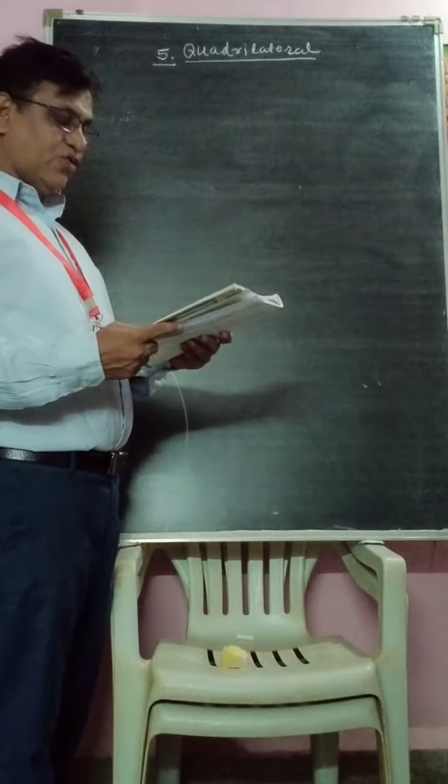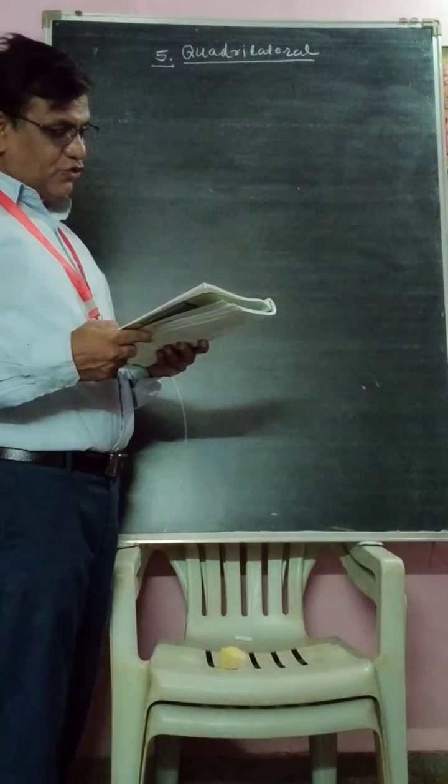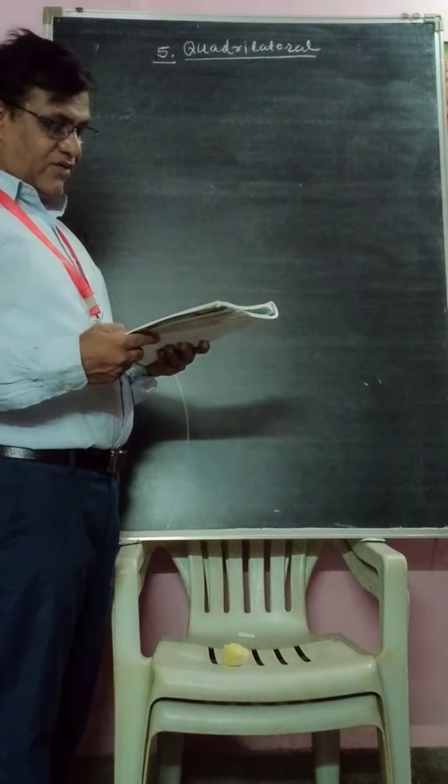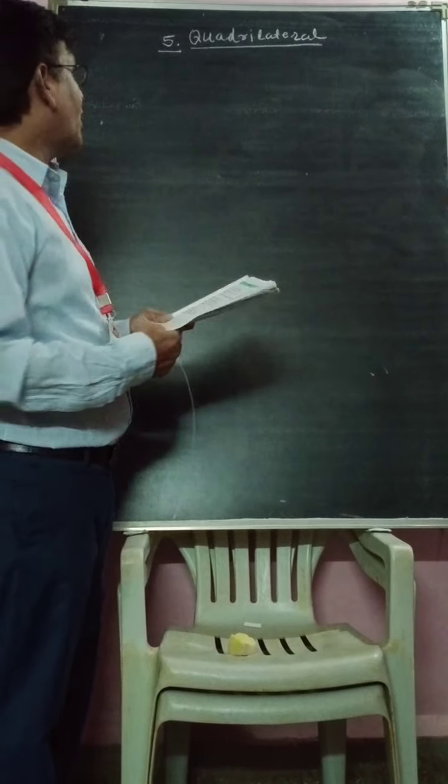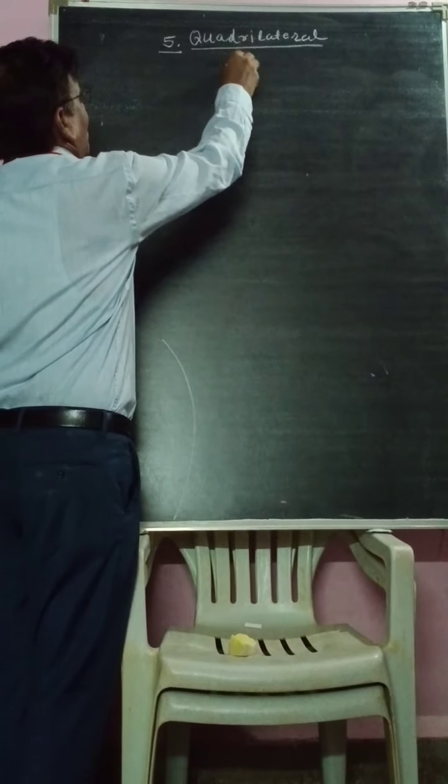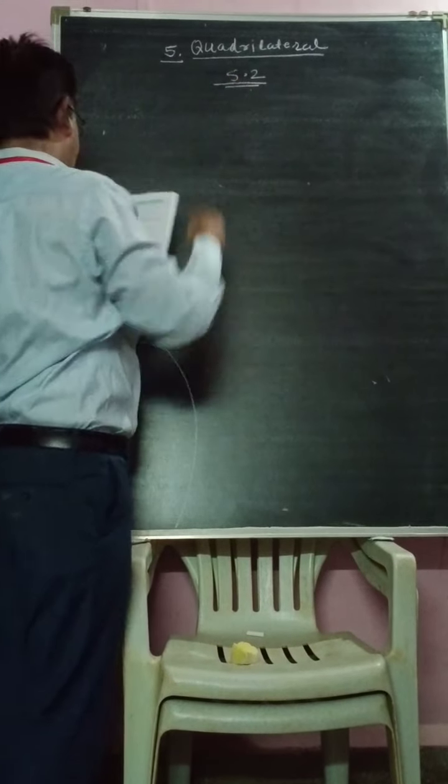Question number 3 is omitted and question number 5 is omitted. Only 1, 2 and 4. The three questions are there. You have to solve them in Exercise 5.2. Okay, now the first question.